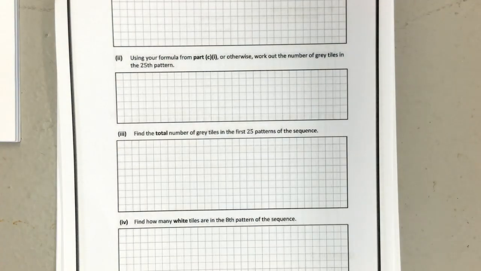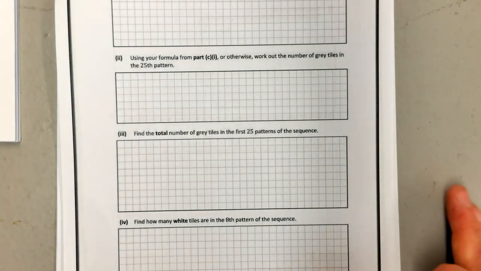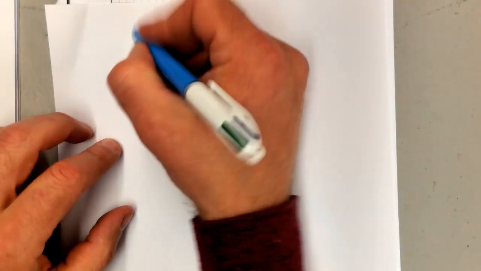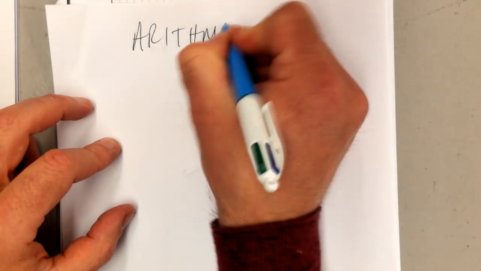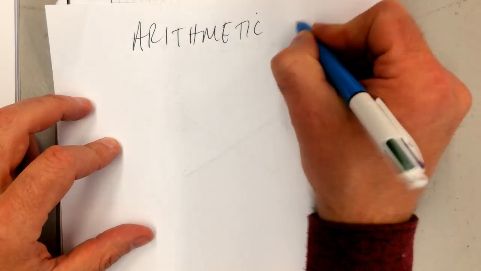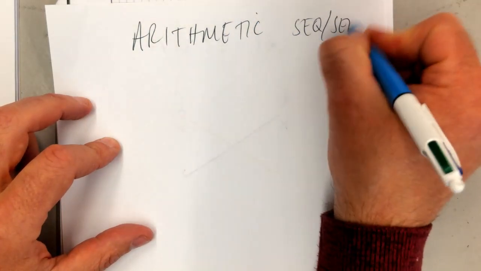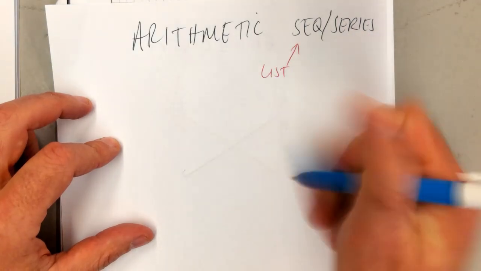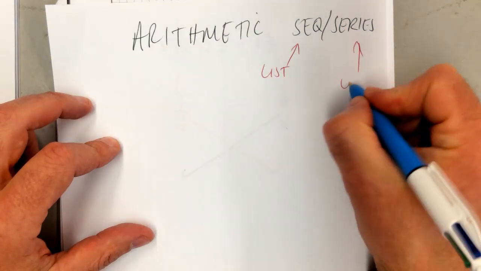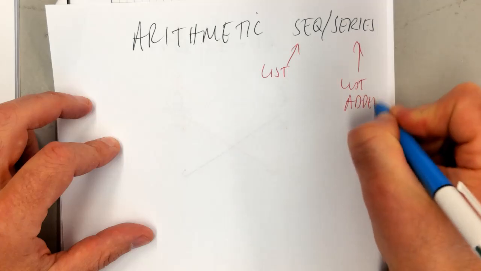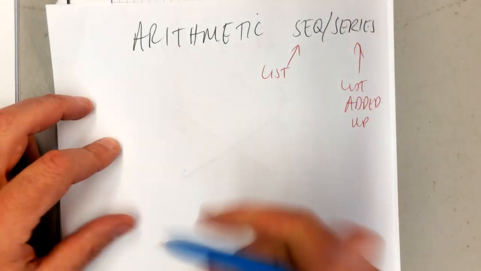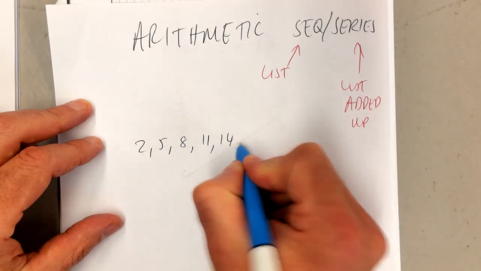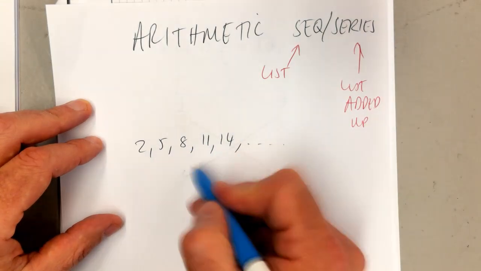So, part C here now, moving on: find a formula in terms of n for the number of grey tiles. You've got to remember this in your log tables, lads, for an arithmetic sequence or series. Remember the difference between the two of them. A sequence is your list, and a series is the list added up. So if I have 2, 5, 8, 11, 14, that's the list. That's the sequence.